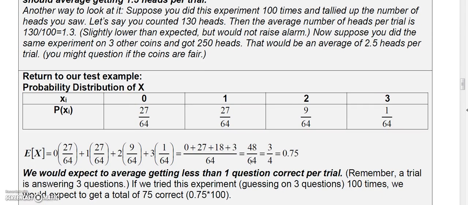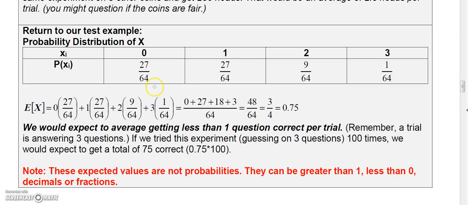Now let's go back to our test example. If you remember when we did that test earlier where we had 3 questions, we saw that you could get no questions right with a probability of 27 out of 64, 1 question correct with a probability of 27 out of 64, 2 questions correct with a probability of 9 out of 64, and all 3 questions correct with a probability of 1 out of 64. So if we calculate the expected value of this random variable, we would take 0 times 27 out of 64, plus 1 times 27 out of 64, plus 2 times 9 out of 64, plus 3 times 1 out of 64.